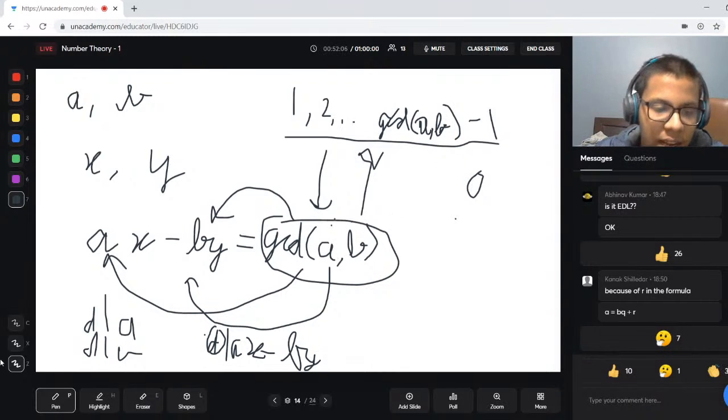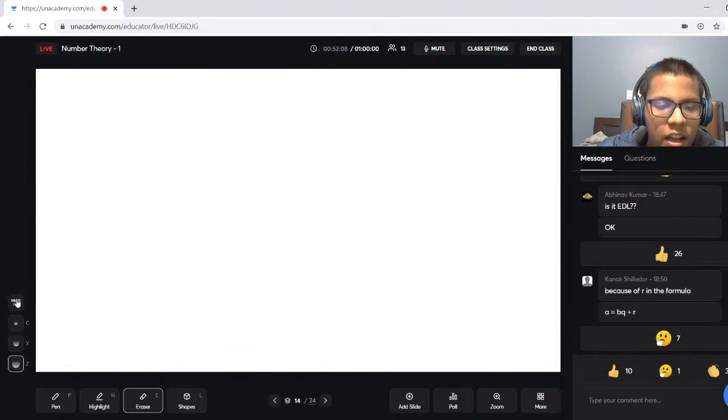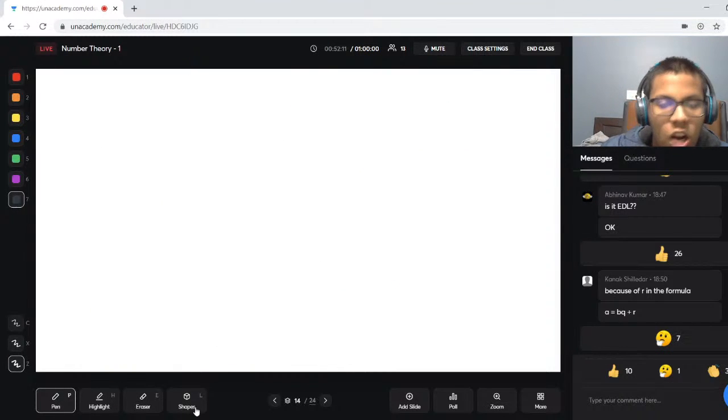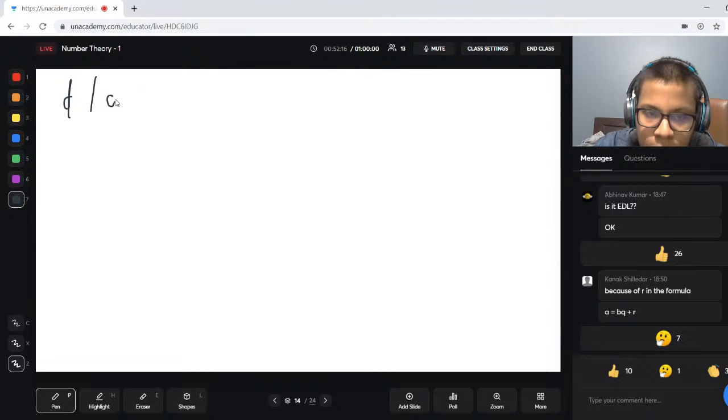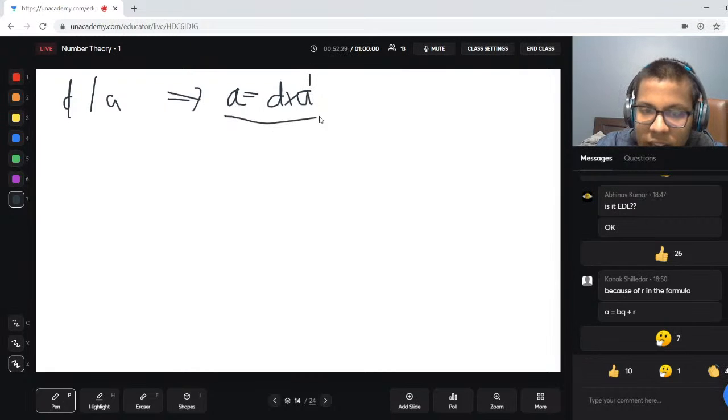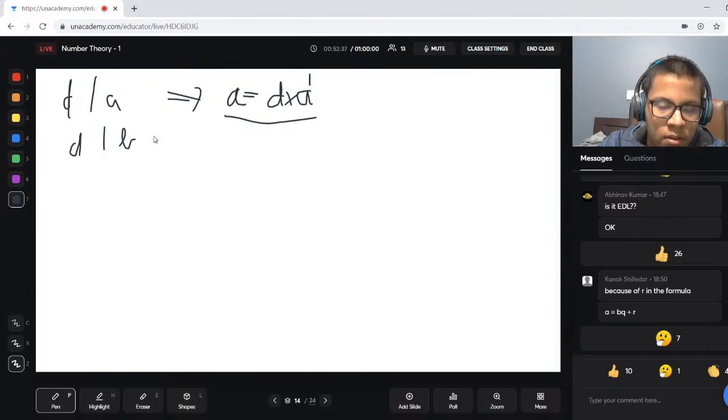Okay. So for that, I'll do one thing. I'll remove the GCD and just make it 1. How will I do that? See, the GCD divides A. So that implies that A is equal to D into K for some K. I'll write it, say, A dash. So D into A dash. I can write it this way because D divides A. The GCD must divide the number and D divides B. So B is equal to D into B dash.